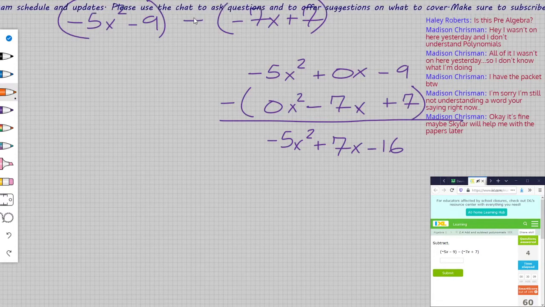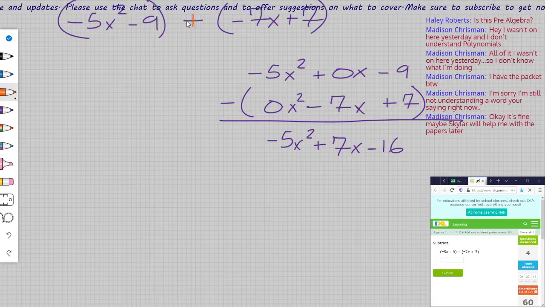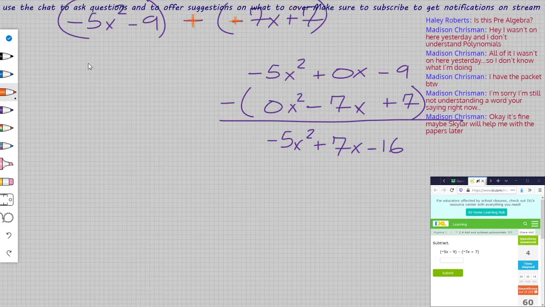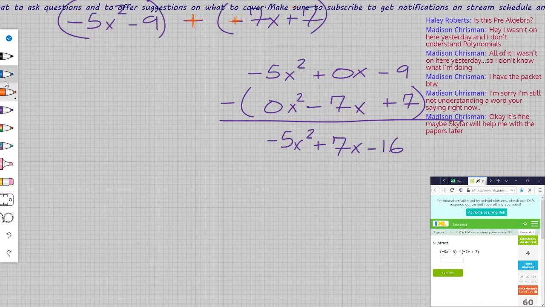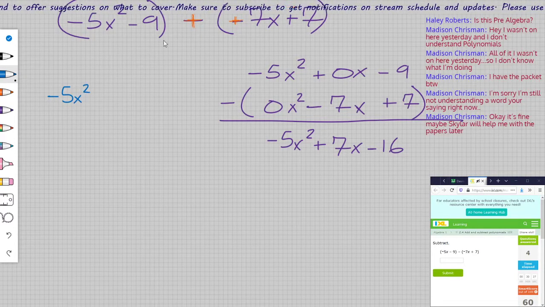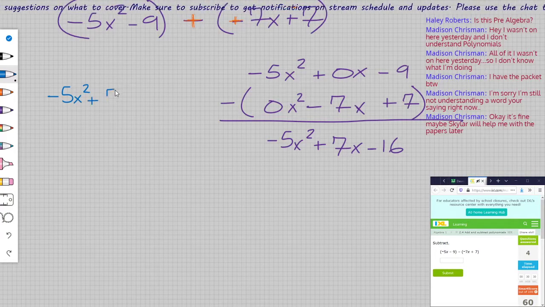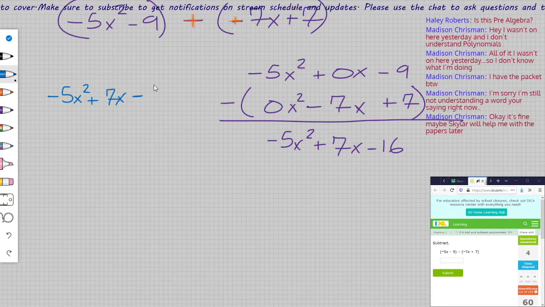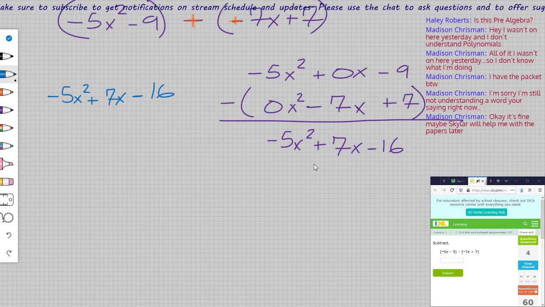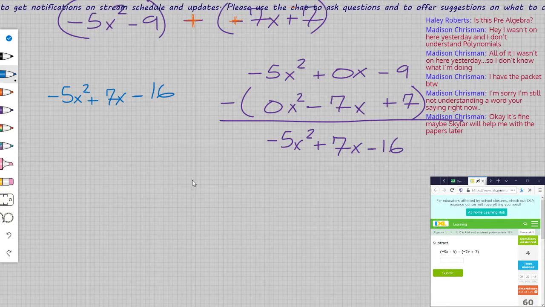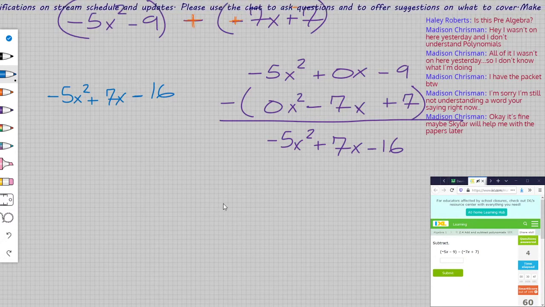So if I did add the opposite instead, negative 5x squared, there isn't one over here, so it's just negative 5x squared. Positive 7x, because there wasn't another x term in our first polynomial, and then negative 9 minus 7 is negative 16. Do we get the same thing? Yes, you get the same thing, but it's really important, if you are going to do the stack method, to have those placeholders so you match up your terms, otherwise you could make a mistake.